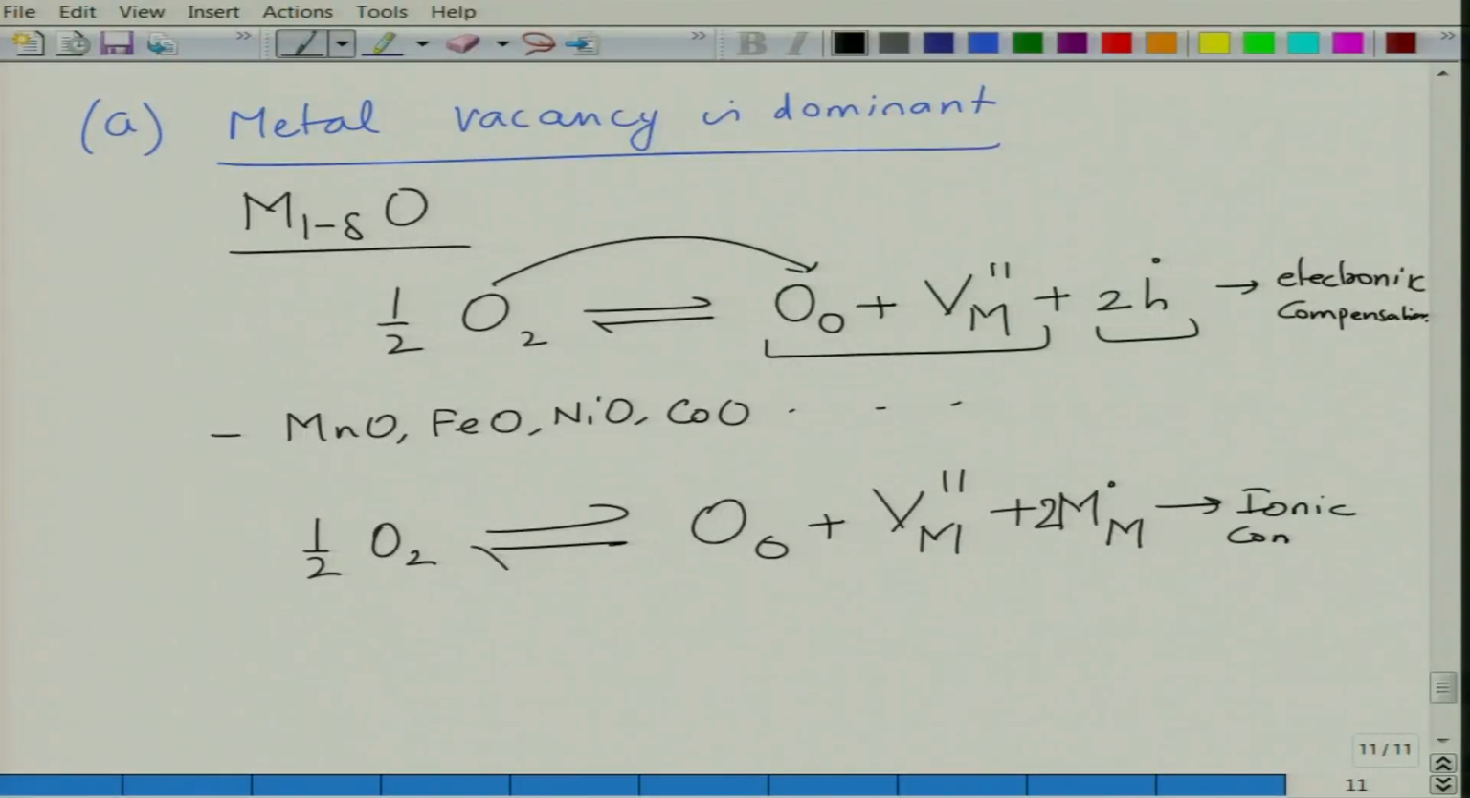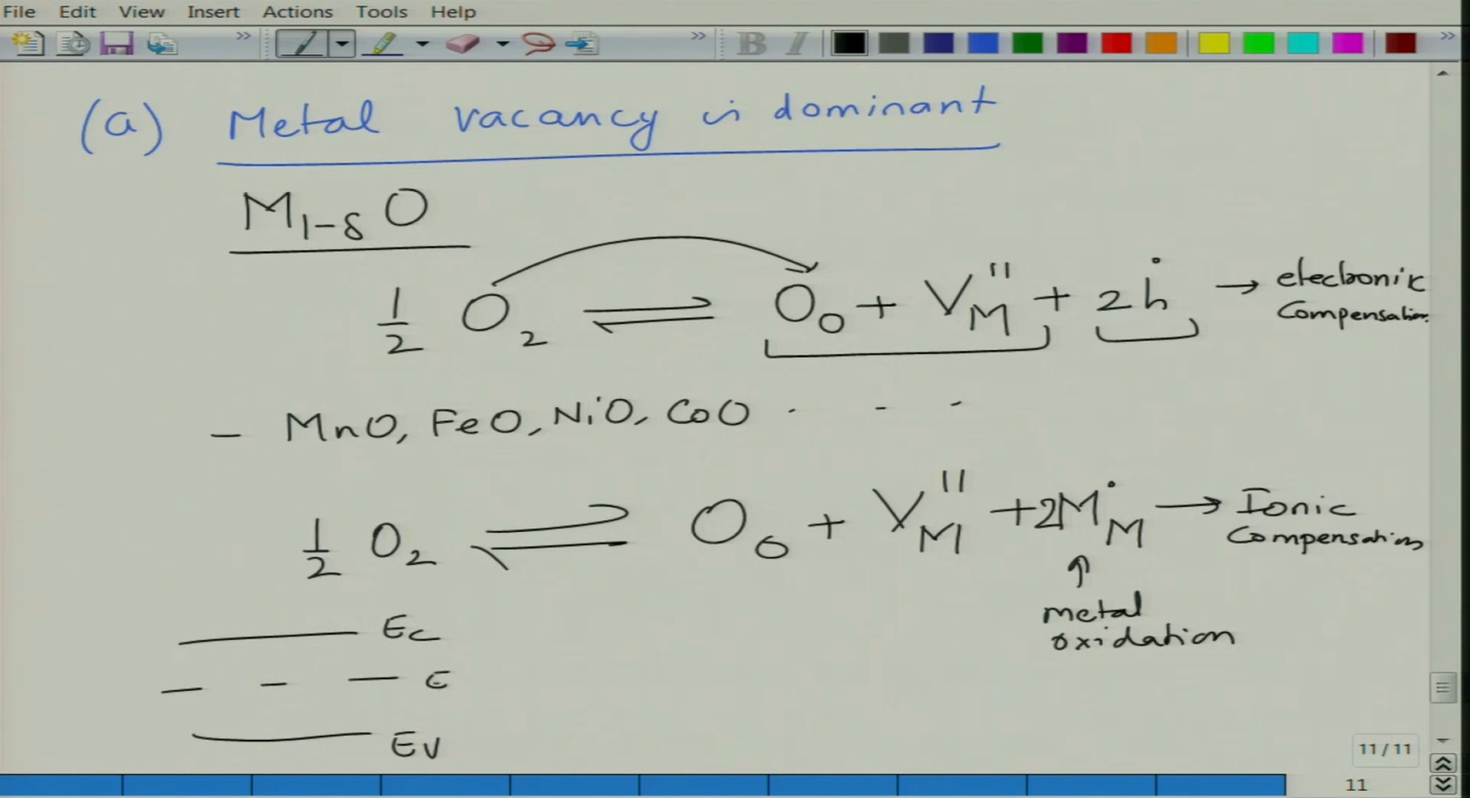So, this is ionic compensation where you have metal oxidation, right? Okay. So, this defect, especially the electronic compensation, can be again represented in this form. So, it is a p-type defect. So, you will form this V_M somewhere here and the electrons will be transferred from here to here, leaving holes. Okay. So, this is what will make an oxide a p-type oxide.